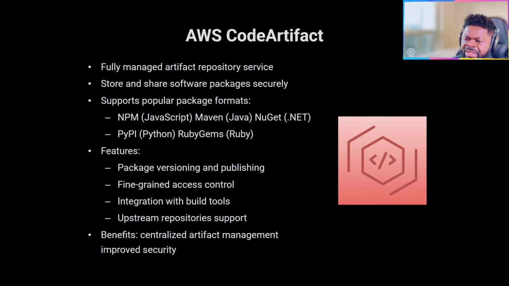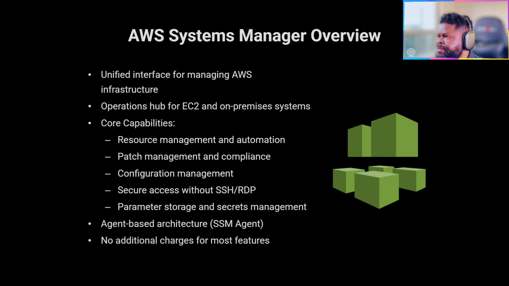So obviously, it supports everything that a normal code repo would support, right? So package versioning, publishing, fine-grained access control. That's why it's inside of AWS. Integration with CodeBuild. We've seen how we've been able to install packages inside of CodeBuild. If you have CodeArtifact, there's that integration, right? Upstream repo support also, meaning you can use a repo that is upstream to whatever you're hosting inside of AWS. And what's the benefit? Centralized artifact management. And there are many reasons people want to do that, right? For improved security, or you still want everything to just be inside of your AWS ecosystem, right?